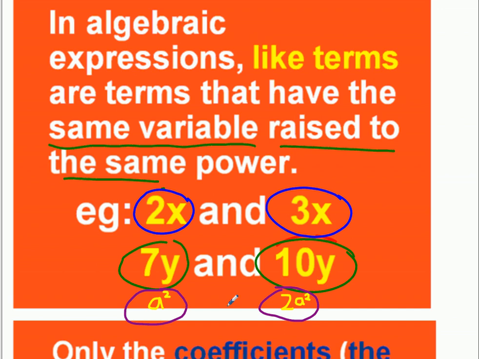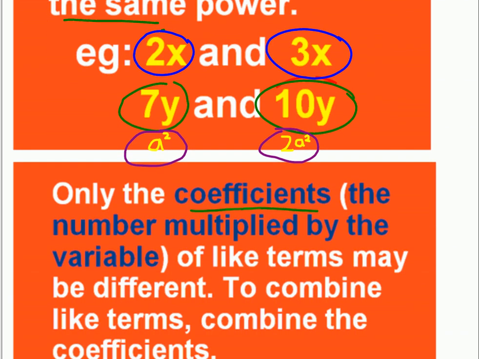If I had an a and an a squared, they're not like terms anymore, because although it's the same variable, it's not raised to the same power. Similarly, if I had lowercase a and uppercase a, they're not like terms anymore, because the variable lowercase a is a different variable to an uppercase a. So these 3 are not like terms, and these 3 are not like terms, but this pair are like terms, this pair are like terms, and this pair are like terms. So only the coefficients, the number multiplied by the variable, so 2, 7, 1, in this case 3, 10, 2, only the coefficients of like terms may be different.